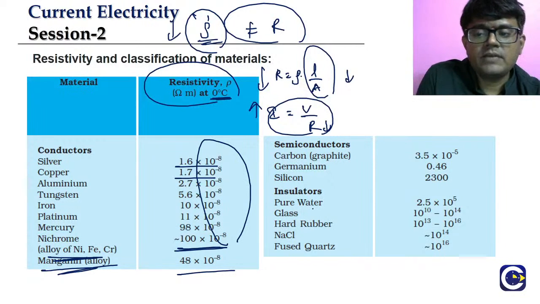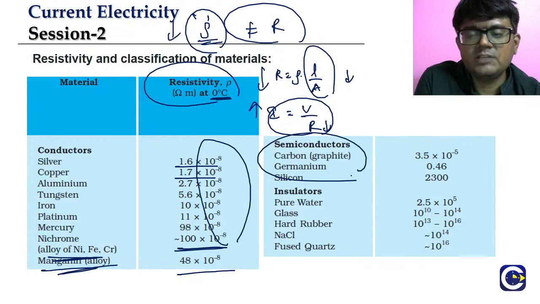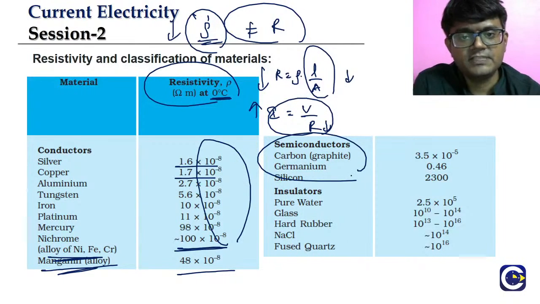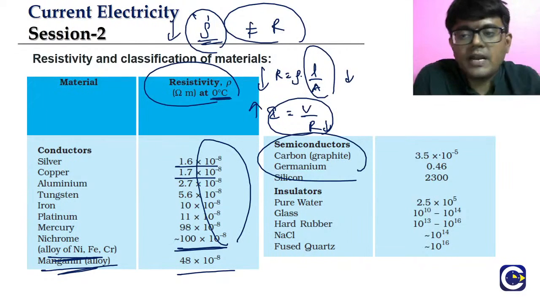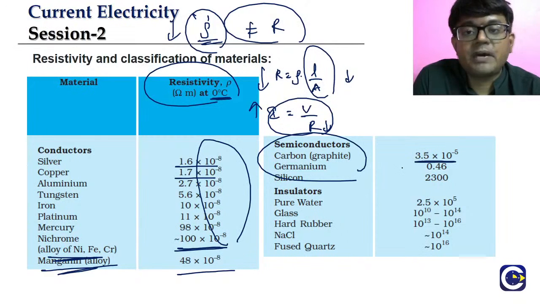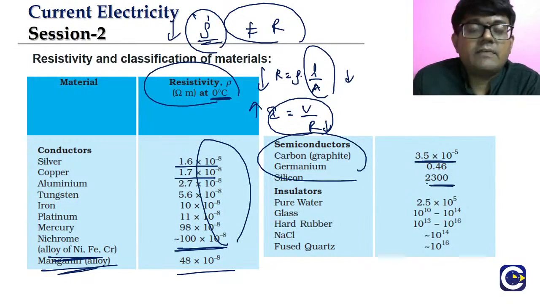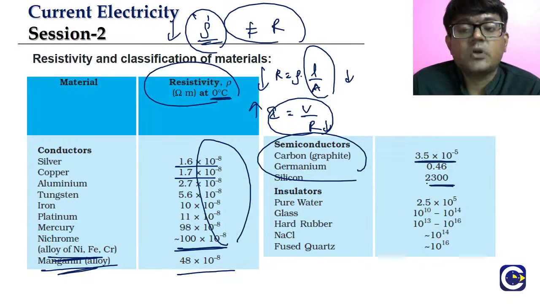At the next level we have semiconductors. We have a separate chapter itself: Semiconductors and communication systems. That is the last one. So semiconductors, what is the range? A broad range. Carbon graphite, what is it? 3.5 into 10 power minus 5. We have silicon, which is having a value of 2300. It's a broad range.